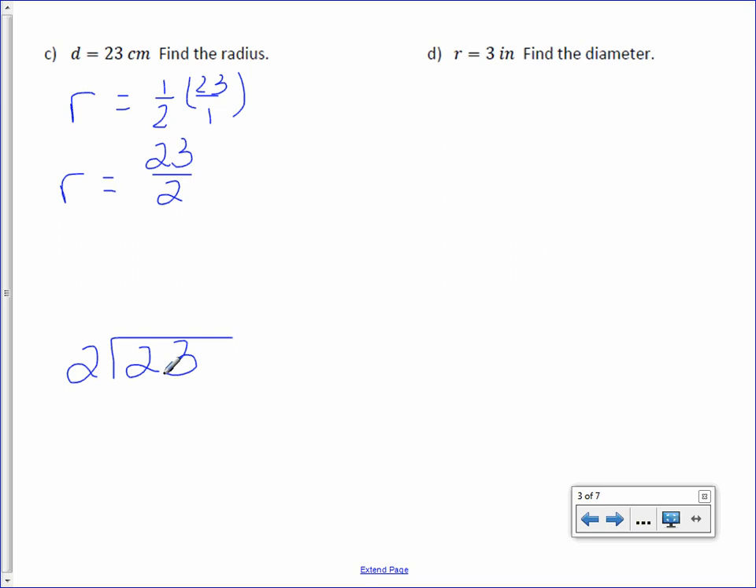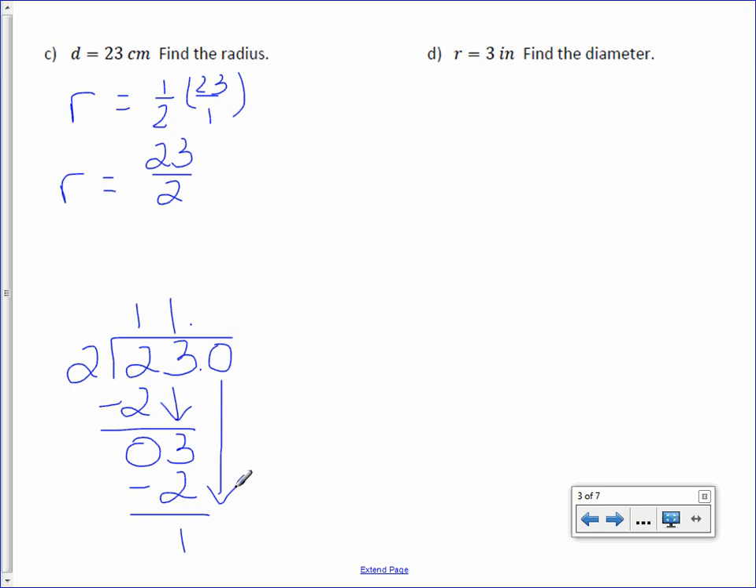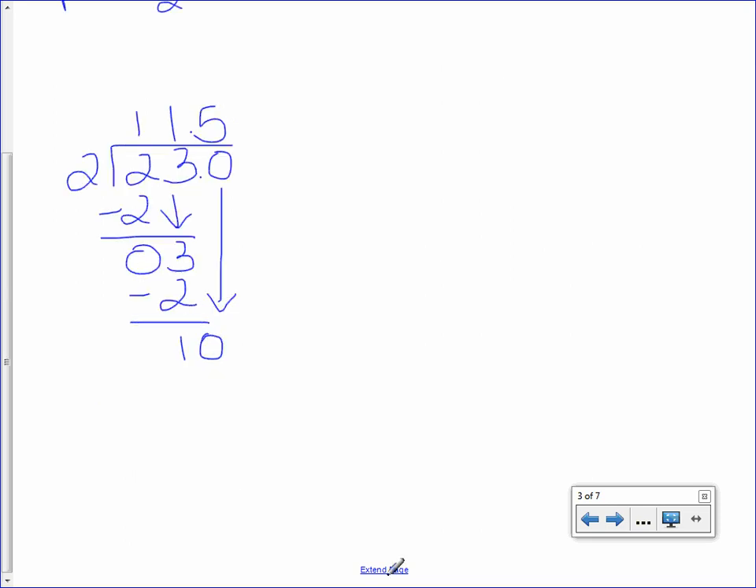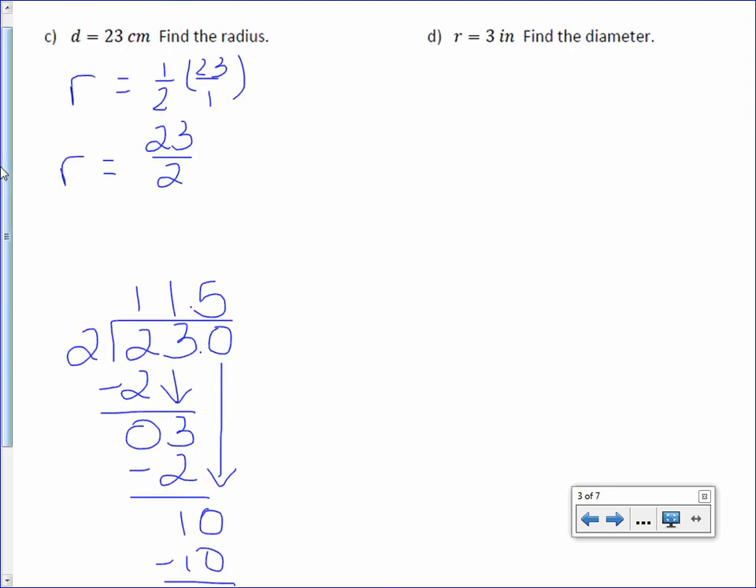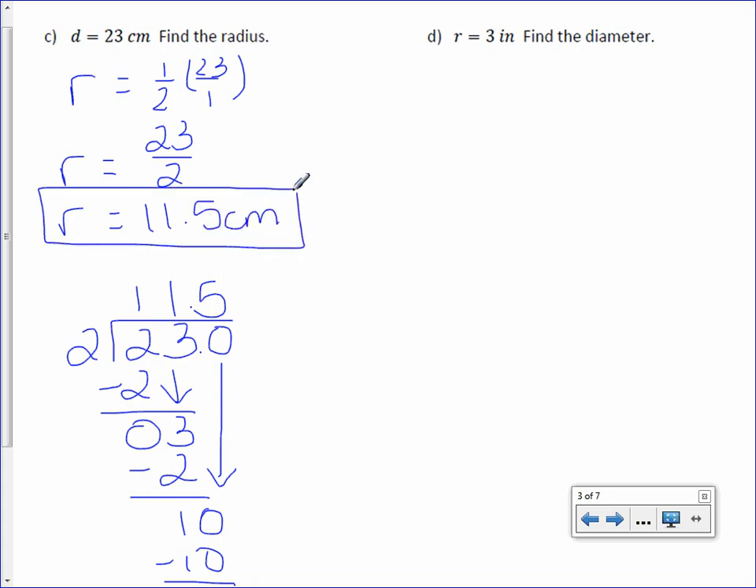2 goes into 23, 2 goes into 2 once, minus 2 is 0. Bring down the 3. 2 goes into 3 once, 3 minus 2 is 1. We're going to add a decimal point and a 0. 2 goes into 10, 5 times, minus 10 is 0. So our answer here is 11.5 centimeters.